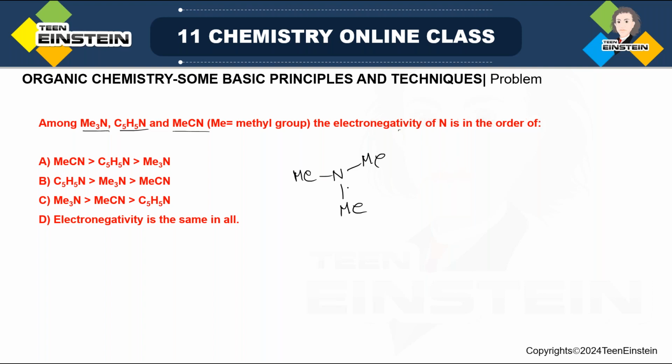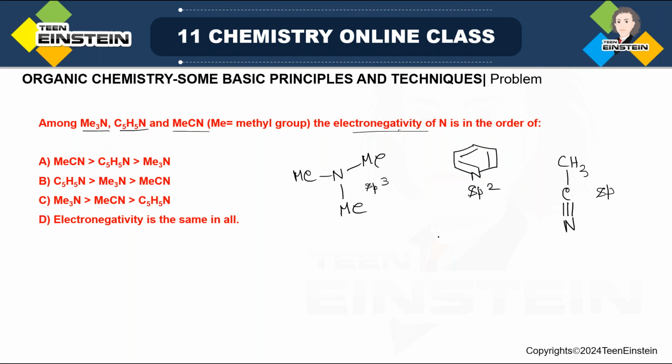So this nitrogen has a total of 3 single bonds, right? Now C5H5N, which is nothing but pyridine, this molecule. Now this nitrogen is sp2 hybridized. This is sp3 hybridized. And the last molecule, CH3C triple bond N. So in this case, it is sp. And now you got the answer.